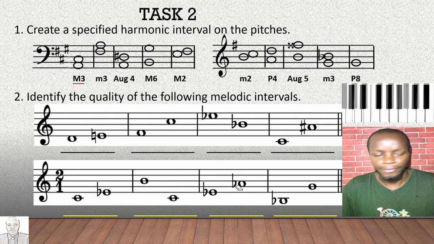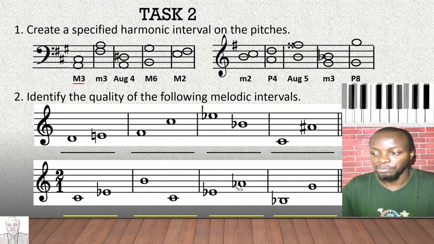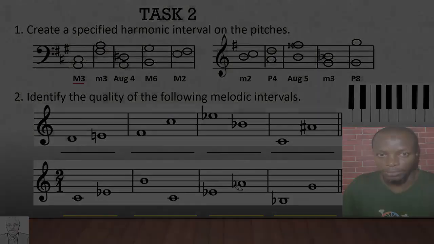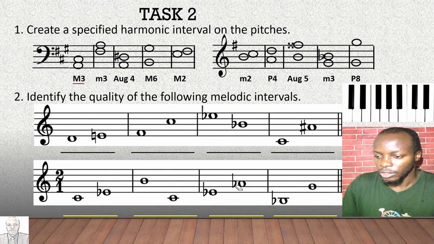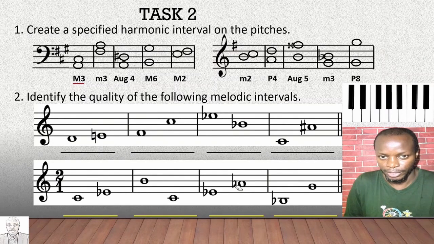Now a perfect eighth from G, that's an octave, right? That's an octave, because it has 12 semitones between them. Let's go to the next question. Identify the quality of the following melodic intervals. Alright, we want to identify the qualities in them, if it is a minor, major, diminished, perfect, or augmented interval, in relation to the number of notes between the two pitches, right?